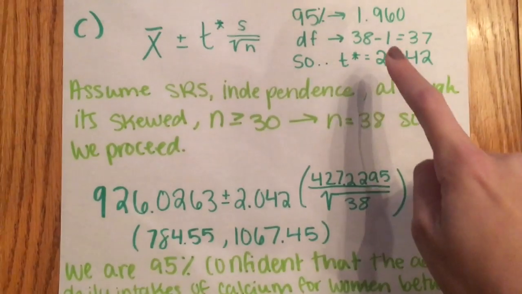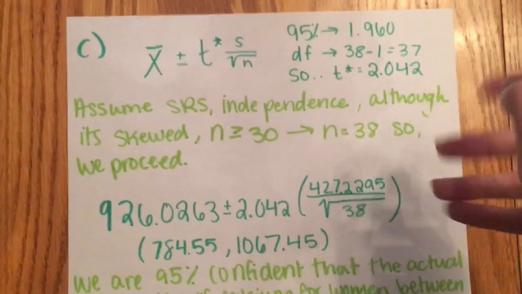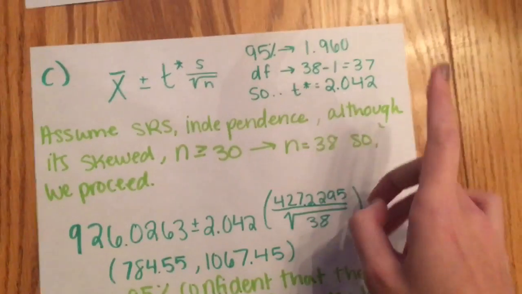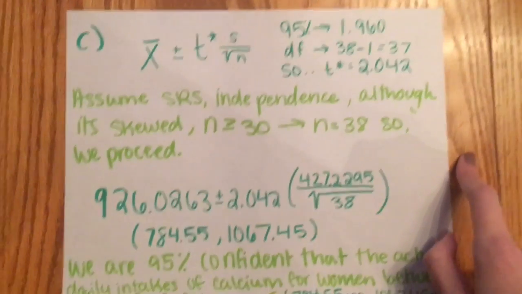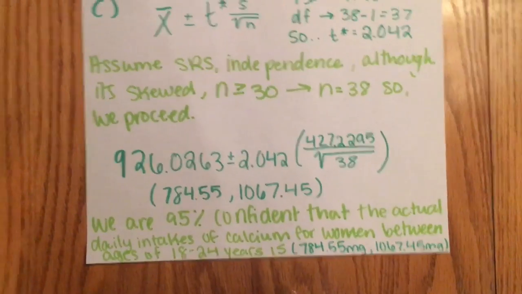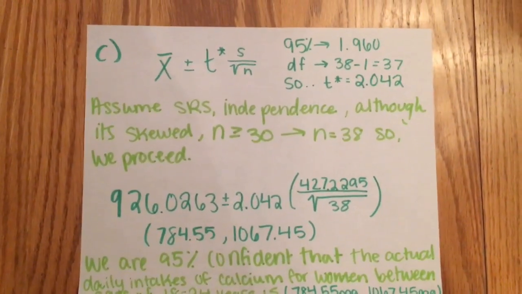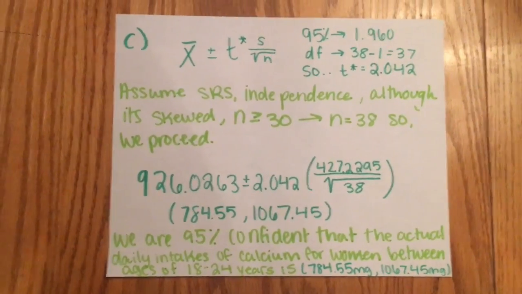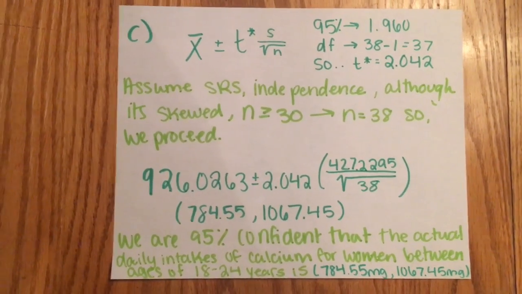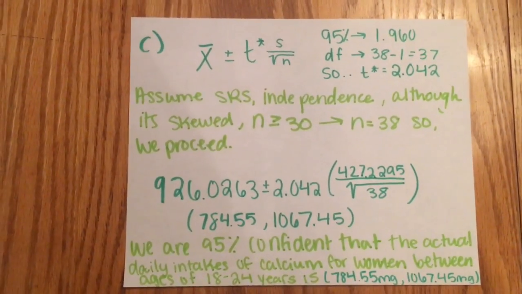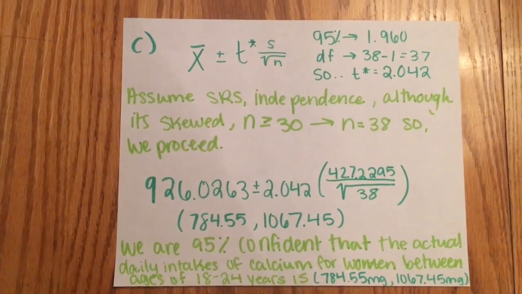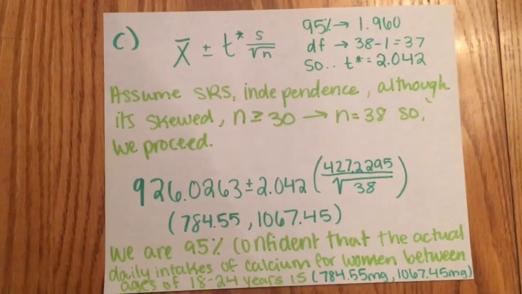our degrees of freedom is 37, we would go in our table and go to 37 on the left, and then the 95% confidence interval at the bottom and meet in the middle, and you get 2.042. So just some assumptions, we would assume an SRS, independence, and although it is skewed because of part A, because of the central limit theorem, n has to be greater than or equal to 30. Since n is 38, we do proceed.